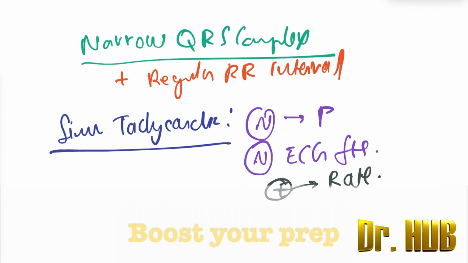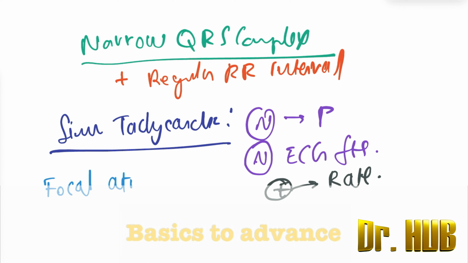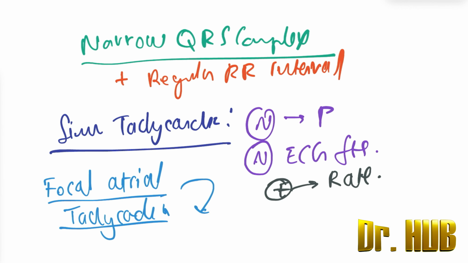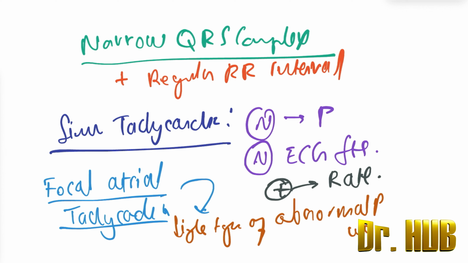Next, we look at the focal atrial tachycardia. In terms of the focal atrial tachycardia, the ECG feature is that there is a single type of abnormal P wave. Abnormal P wave morphology is seen.